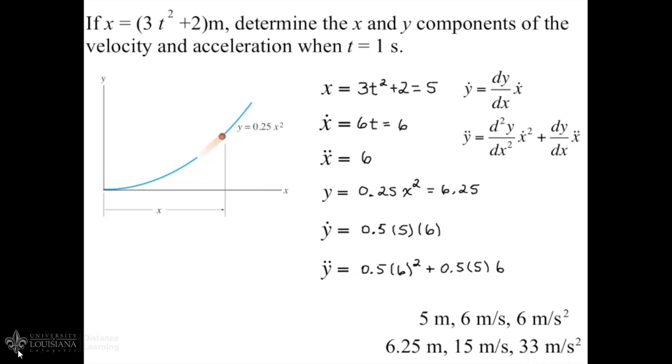To summarize then, the particle has an acceleration component in this direction of 6 meters per second squared, and another component going up at 33 meters per second squared. When we add these up vectorially, the resultant acceleration will be directed up somewhere in here, and of course that's in toward the curvature of the path.